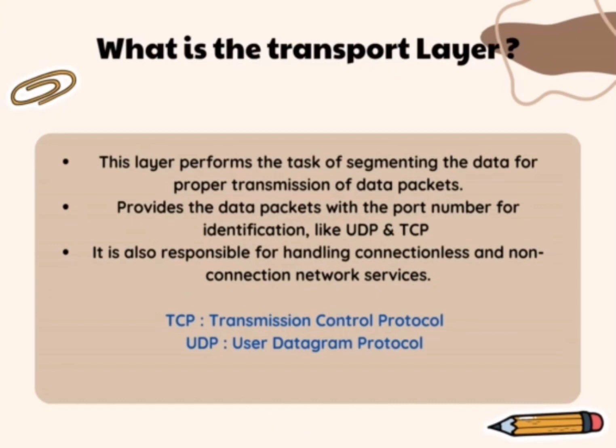What is the transport layer? This layer performs the task of segmenting the data for proper transmission of data packets. It provides the data packet with the port number for identification, like UDP and TCP. UDP is User Datagram Protocol while TCP is Transmission Control Protocol. It is also responsible for handling connectionless and connection-oriented network service.